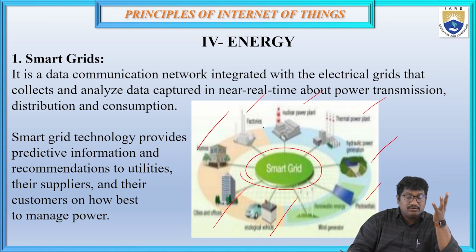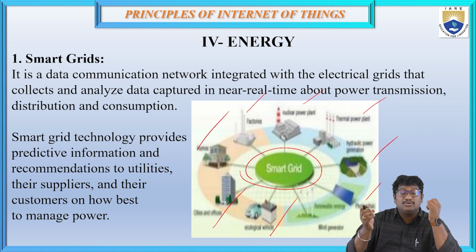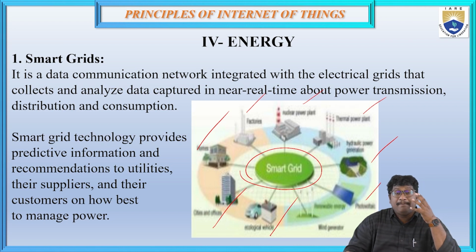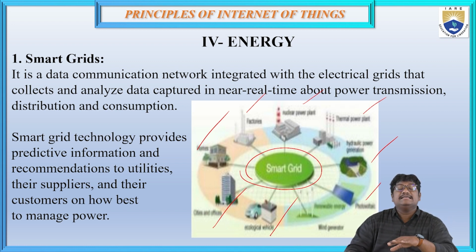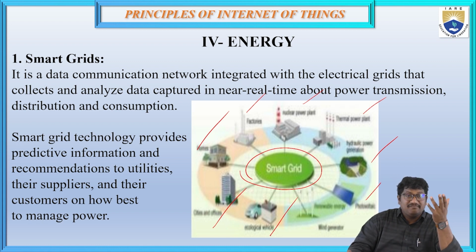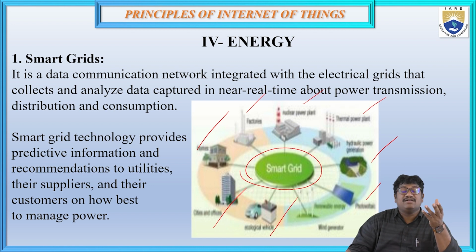From this smart grid, as I told you, it is a data communication network which is integrated with electrical grids, which are going to collect and analyze the data in near real-time power transmission and distribution, as well as congestion. How much power is consumed, how much power is distributed to a certain hotel or to a certain industry or to a certain nuclear power plant system, and how much they are utilizing, how much power is allocated. All these things are going to be analyzed through this smart grid technology, which is going to predict that particular information, and it will also give you some recommendations in the form of utilities, how we need to give the best to manage this particular power environment.